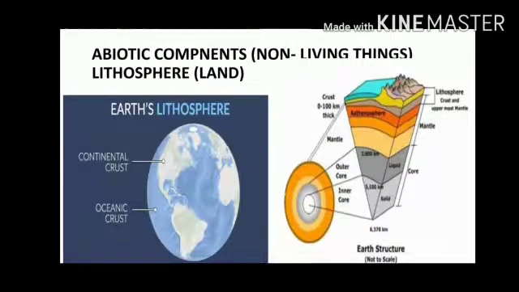So the first abiotic component we are going to discuss is the lithosphere. Lithosphere means land. It is made up of two words, lithos and sphere, where lithos means rocks and sphere is the realm of the earth. It is the solid crust on which human beings, animals, and plants exist. All requirements for food, space for living, valuable minerals, and raw materials come from land.